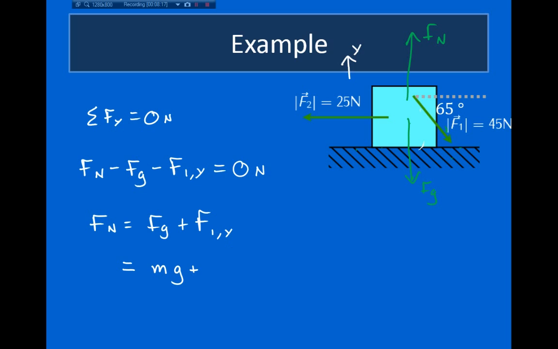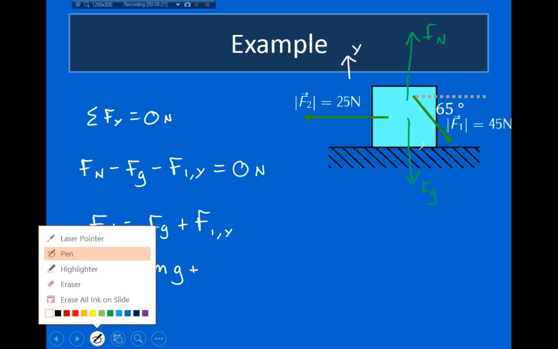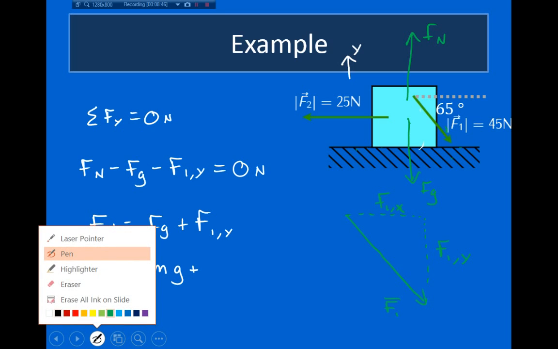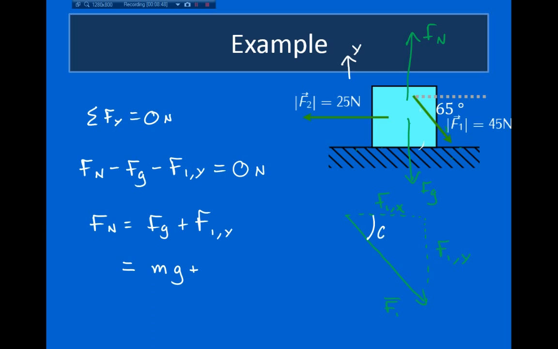Now, F1y, the y component of F1, let me just draw actually down here what this looks like. So F1 looks something like this. So it's a graphical representation of this vector, and it has a component that is in the x direction. I'll call it F1x, and then I've got a component that's in the y direction. It's F1y. And this angle right here is 65 degrees.